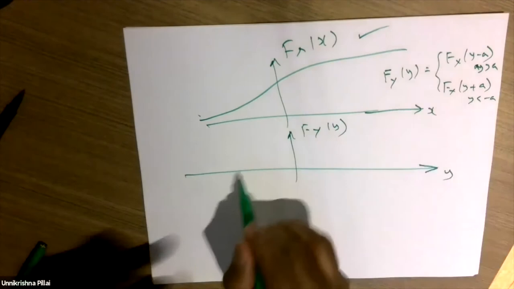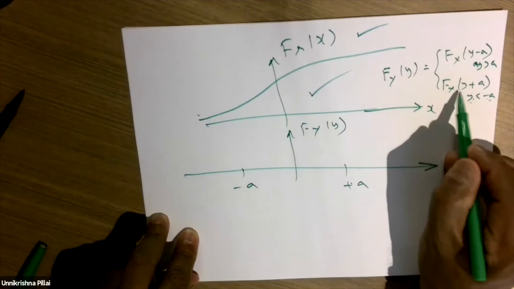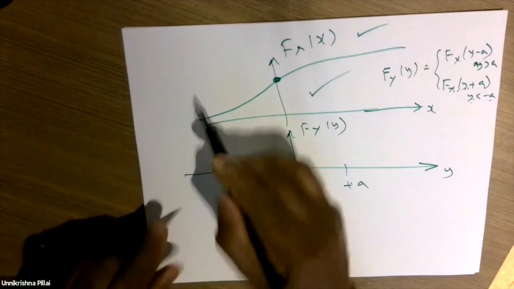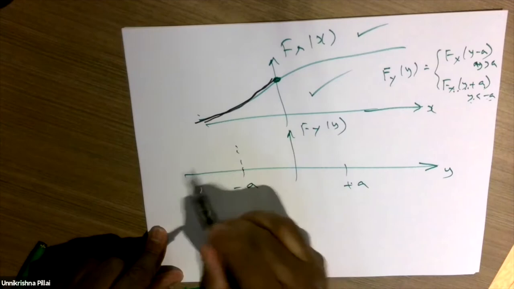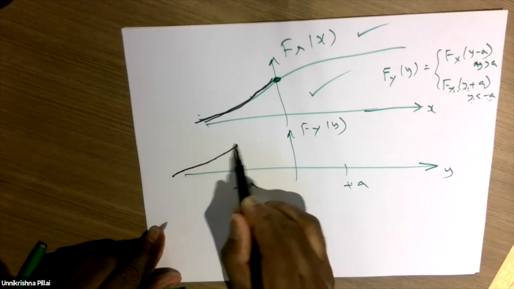So we want to figure out what this graph is. This graph is given to us. If you put y equal to minus a, which is here, this becomes minus a plus a, this is zero. So F_X(0) is here. I hope you see that this graph will come and sit here, because if you put y equal to minus 2a, this will be F_X of minus a, which is this graph. So this graph comes and sits here.